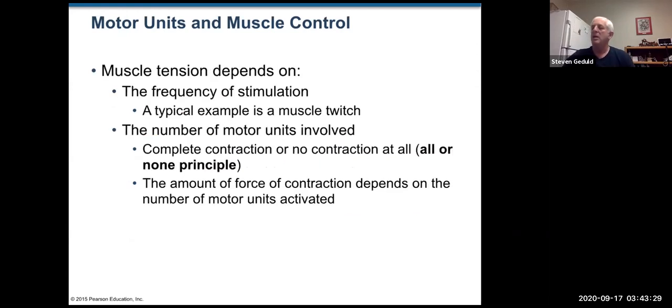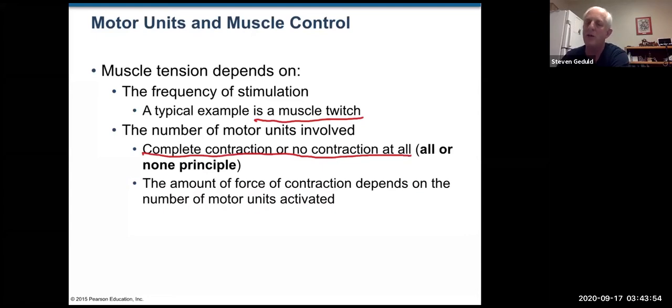Okay? So muscle tension, okay, depends on the frequency of stimulation, how often it's stimulated, and the number of motor units involved. Okay? So a typical example is a muscle twitch. If you ever have your muscle twitch on you, it'll shake. Okay? That's the stimulation. It's being stimulated over and over again. The number of units involved, you have complete contraction or no contraction at all. It's an all or none pattern. So when your muscle fiber is stimulated, it contracts. It either contracts or it doesn't. It doesn't contract halfway, it doesn't contract a quarter way, it contracts or it doesn't.